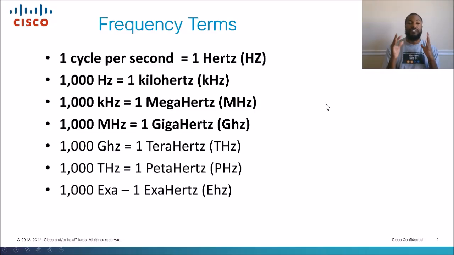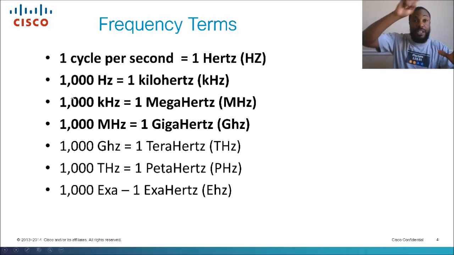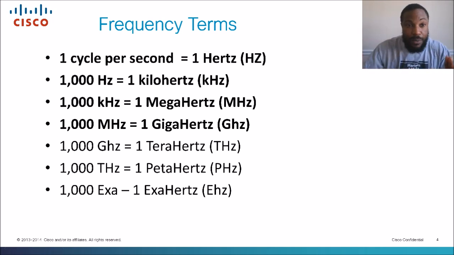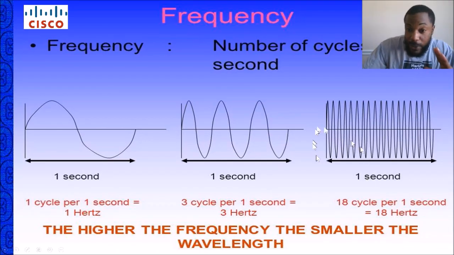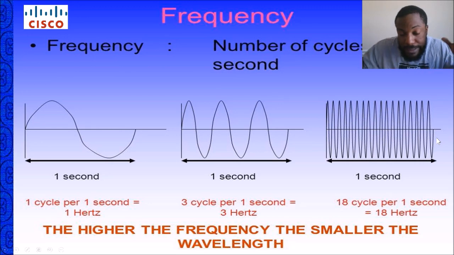So let's talk about the frequency terms. This is something else we need to know before we start talking about Wi-Fi. I know y'all are waiting on the Wi-Fi, but we need to talk about this. We talked about what hertz is, how many times it travels within a second. So one cycle a second is one hertz. Let's go back here. We said this right here was 18 times a second. We don't really care about that. That's just a random number.